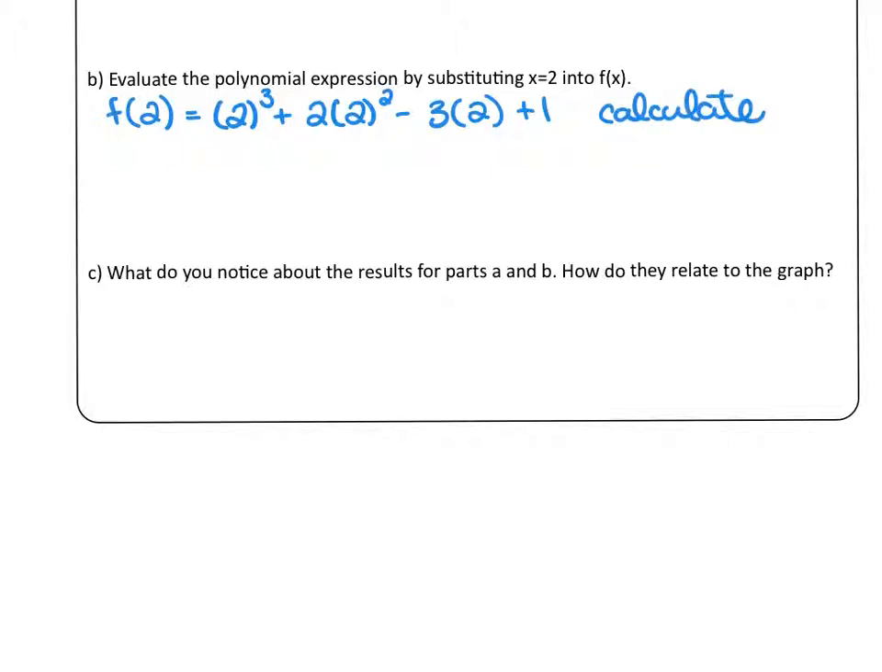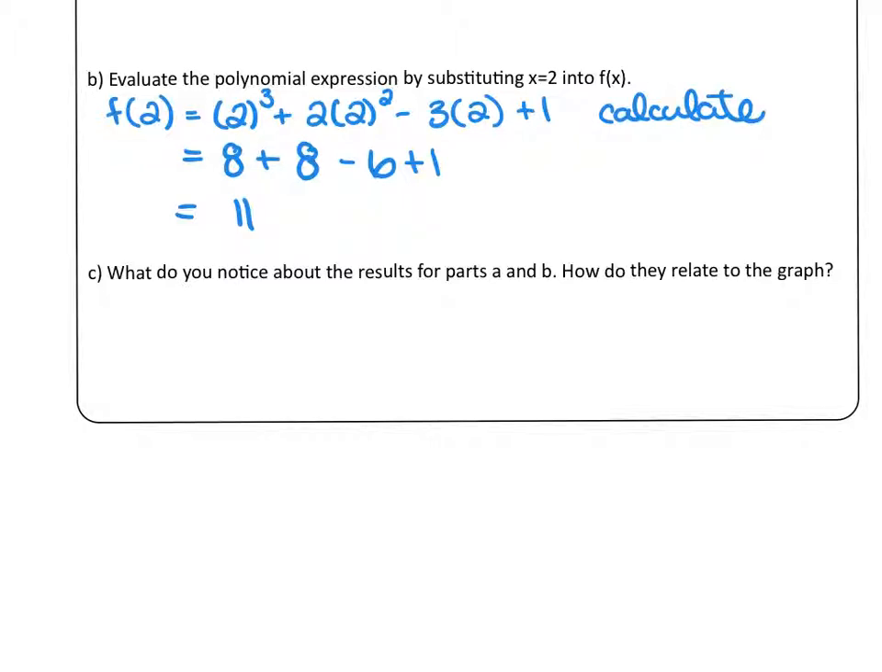So we're actually just going to do some math. 2 times 2 times 2, or 2 cubed, is 8. Plus 2 squared is 4 times 2, which is 8. 3 times 2 is 6, so minus 6, and then plus 1. And then we'll add it. So 8 and 8 is 16, minus 6 is 10, plus 1 is 11. So you can see that in this case, when x is equal to 2, f of x or y is equal to 11.